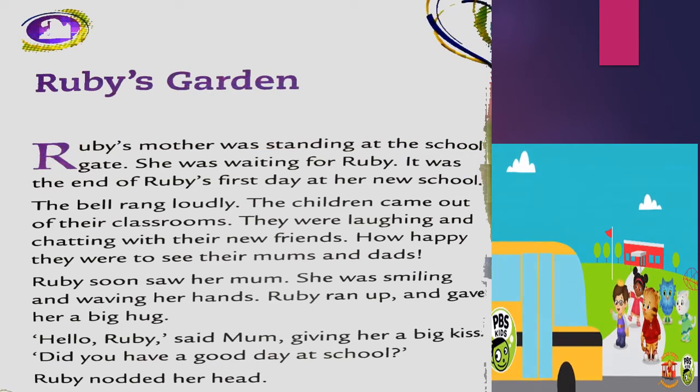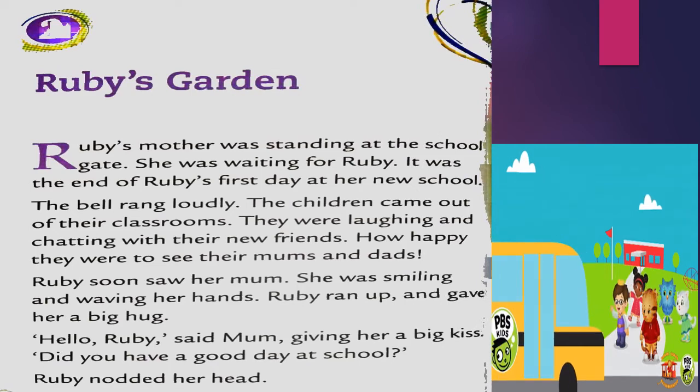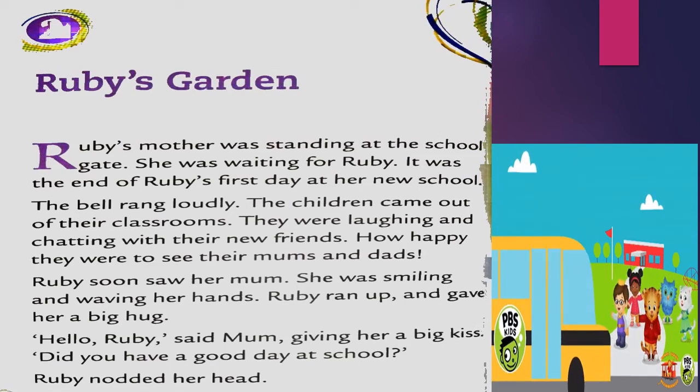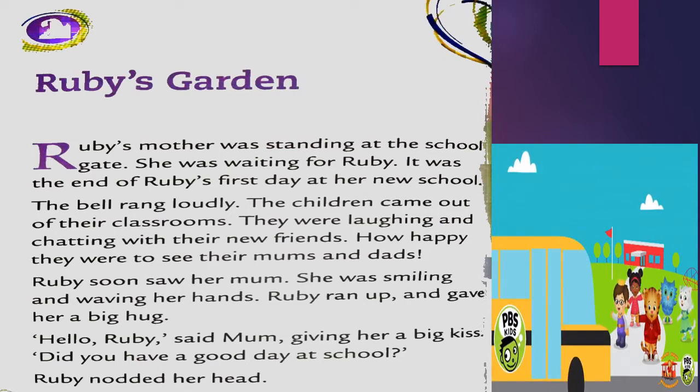So, the main points to remember on this page are Ruby's first day at new school. As the bell rang, the children came out of their classrooms laughing and chatting with their new friends. Ruby's mom was waiting at the school gate. When Ruby saw her, she ran up to her and gave her a big hug. Ruby's mom smiled and kissed her and asked about the first day at school. And at the end of this page, Ruby nodded her head. Nodded means sar hilana.